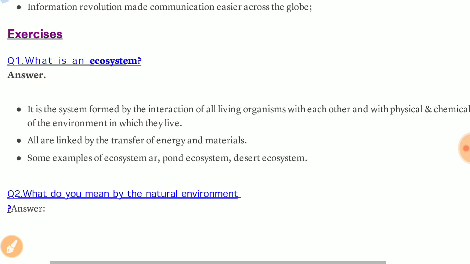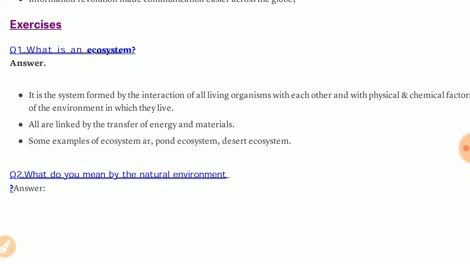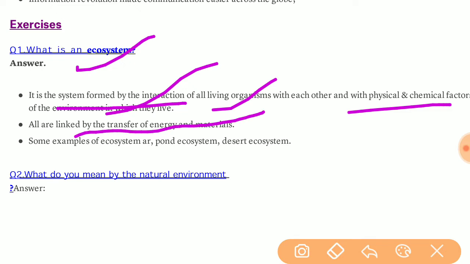You can also check the exercise of class 7th first chapter. What is ecosystem? We have discussed. It is the system formed by interaction of all living organisms with each other and with physical and chemical factors of environment in which they live. All are linked by transfer of energy and materials. Examples are pond ecosystem, desert ecosystem.